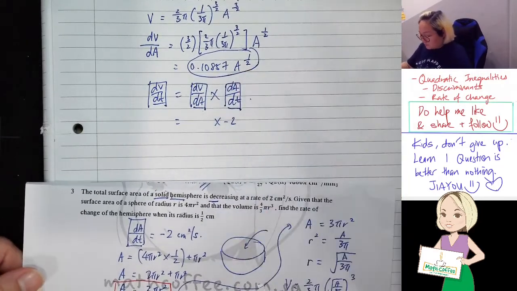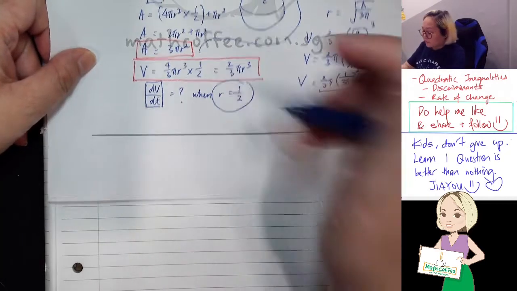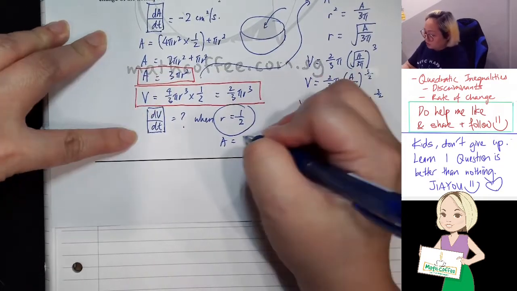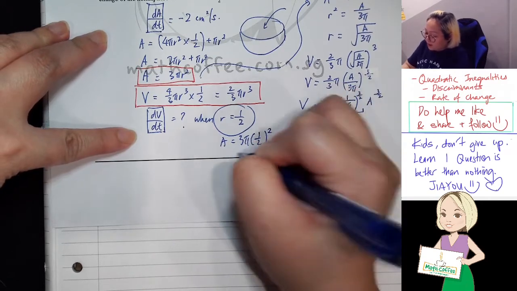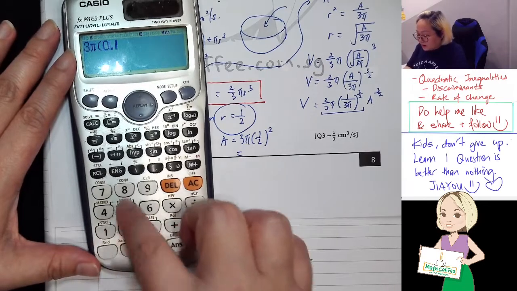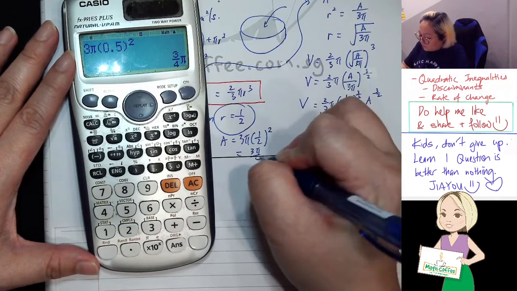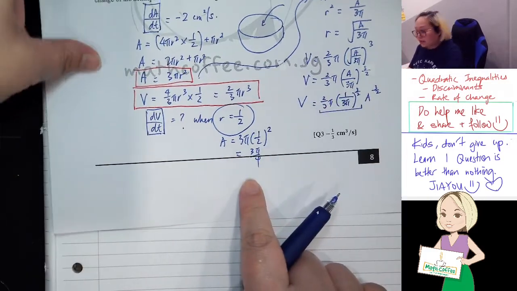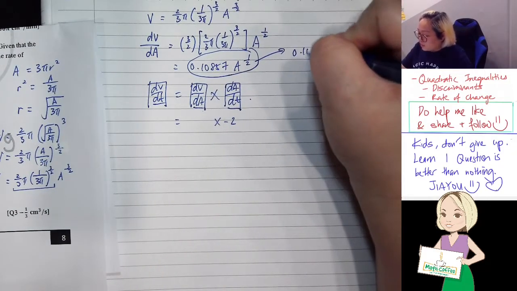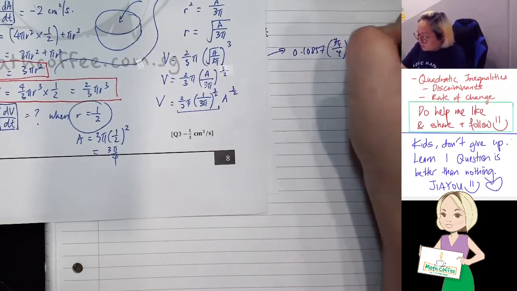So what is the A? Remember they asked me to find at r equals to half. So at r equals to half, what is my A? My A is 3 pi r squared. That will give us 3 pi over 4. So my A is this one. So this 3 pi over 4, sub it over here. So it will be 0.10857 times 3 pi over 4 to the power of half.